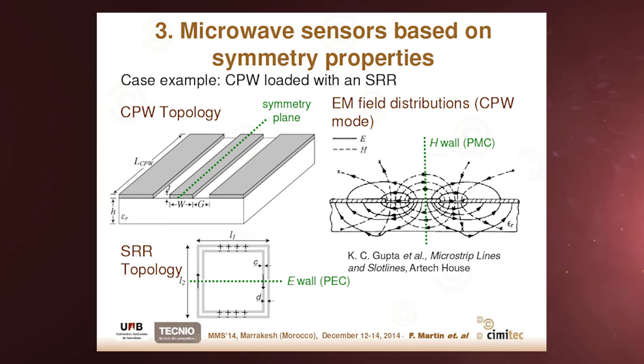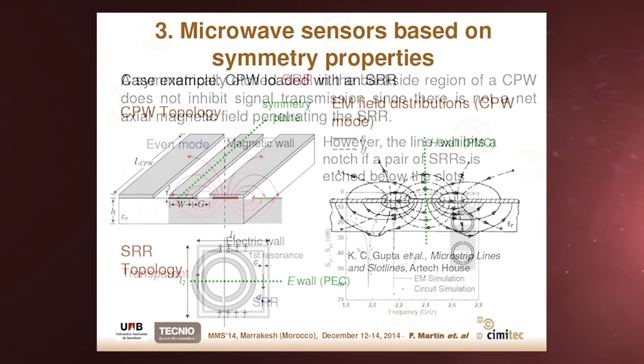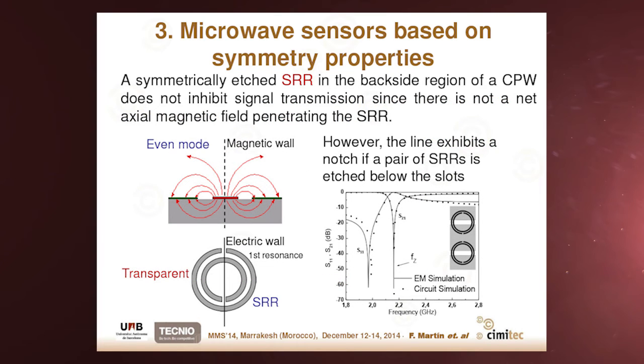Let's consider a case example to understand what I'm talking about. Let's consider a CPW loaded with a split-ring resonator. This is the CPW, where in the symmetry plane we have a magnetic wall for the fundamental CPW mode, the even mode, of course. This is the electric field distribution in the cross-section of the structure. And the SRR, shown here in a square topology, though round shape doesn't matter, exhibits an electric wall at the fundamental resonance frequency in the symmetry plane.